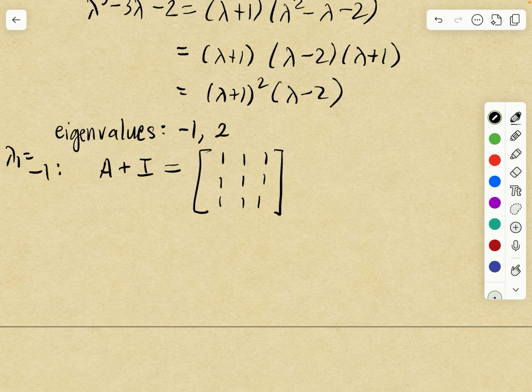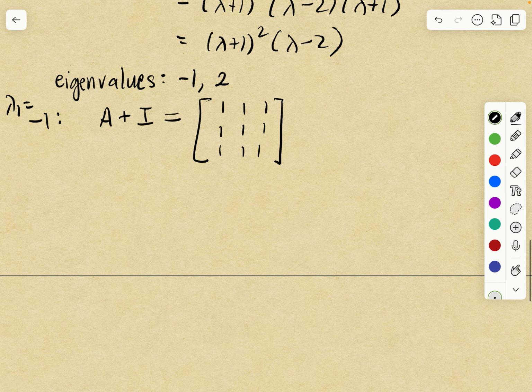Remember why we're doing this. If v is an eigenvector with eigenvalue lambda, then Av equals lambda v. That's the same as A minus lambda I times v equals 0. So I'm solving this homogeneous system, A minus lambda I times v equals 0. We need to find A minus lambda I first, and that's what I'm doing. So now we're solving the homogeneous system.